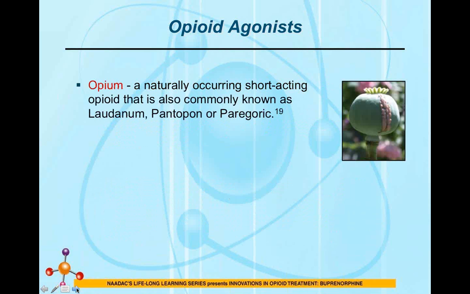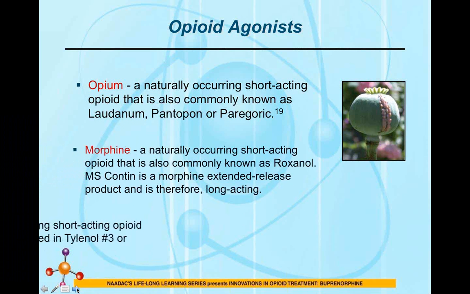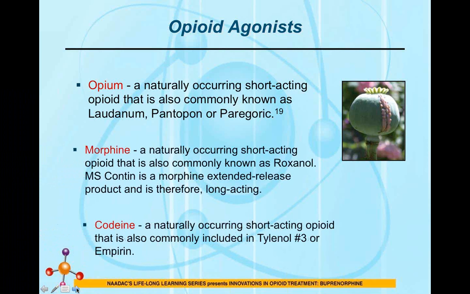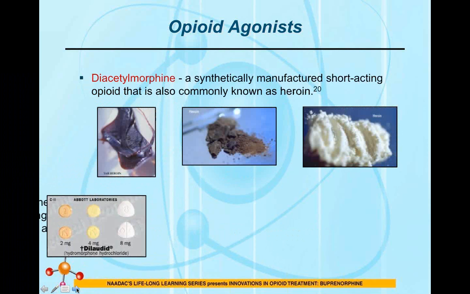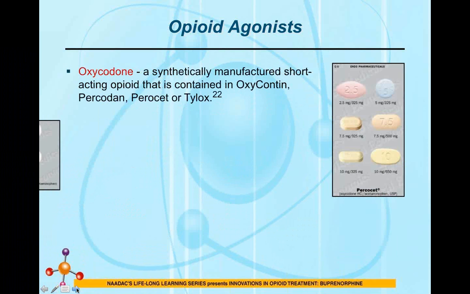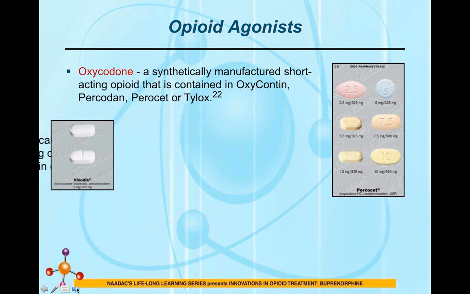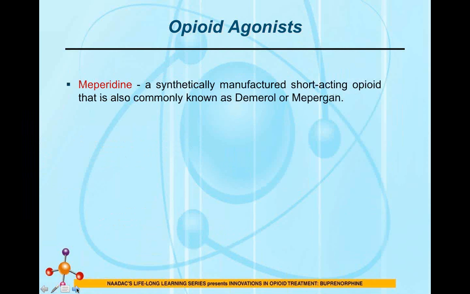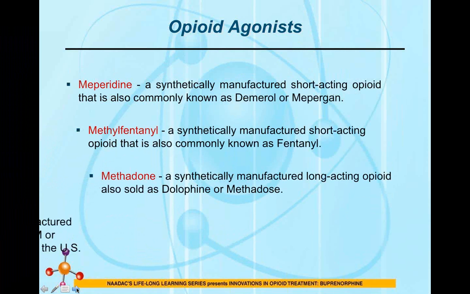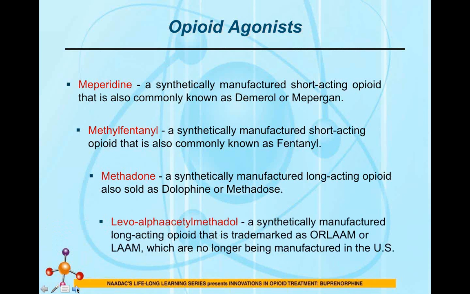So here are some examples of opioid agonists. There's opium, the most naturally occurring form. Then there's morphine and codeine. We've got heroin and hydromorphone, oxycodone, hydrocodone. We've got Darvon or Darvocet. Also Demerol and fentanyl. Methadone is also an opioid agonist. And then there's LAAM or Orlaam, which is a synthetically manufactured long-acting opioid, but it's no longer being manufactured in the United States. So all of those are examples of agonists.